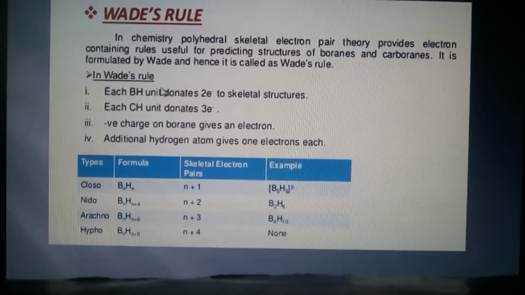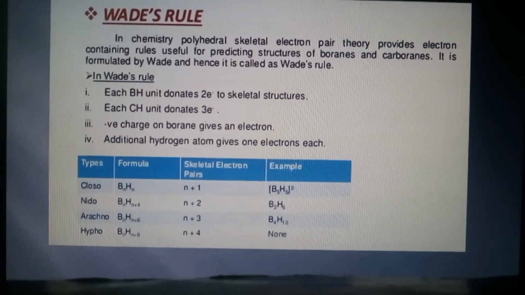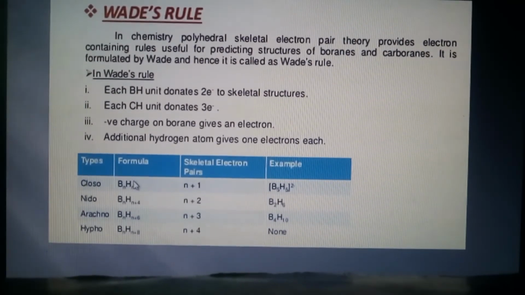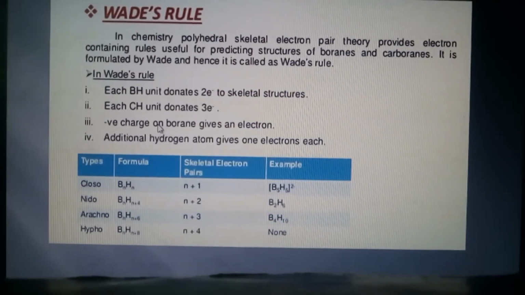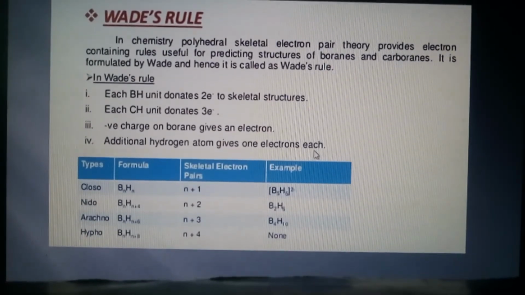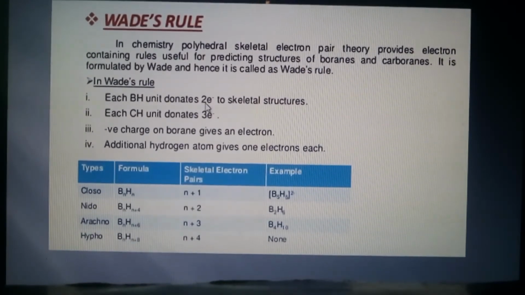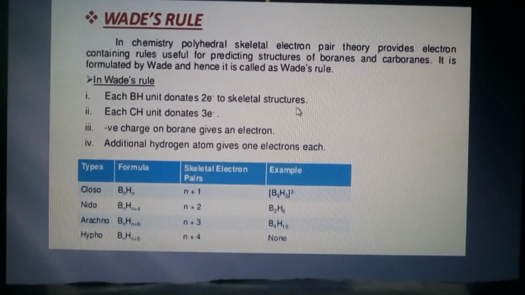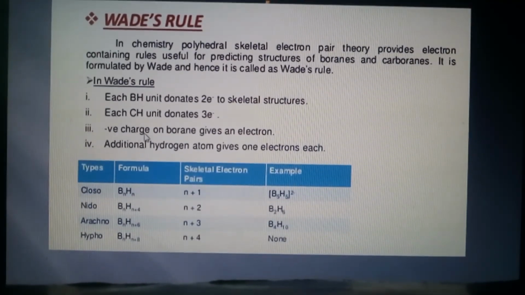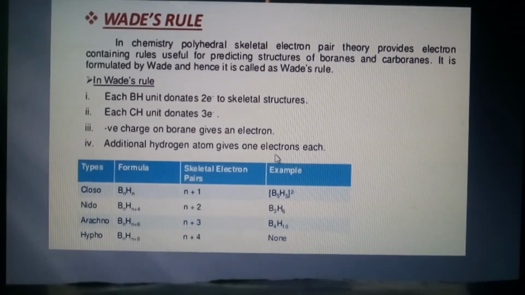According to these rules, we may represent the borane unit in such a way that it contains BH units, negative charge and hydrogen atoms. According to this rule, each BH unit contributes 2 electrons to its skeletal structure. Each negative charge contributes 1 electron and each additional hydrogen atom contributes 1 electron for the bonding of boranes.